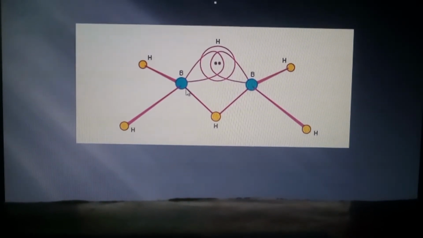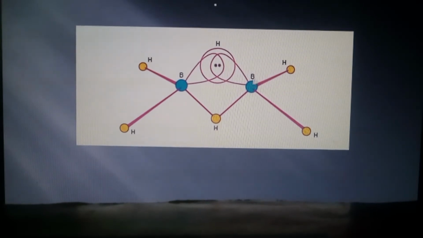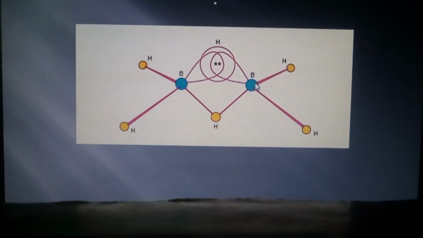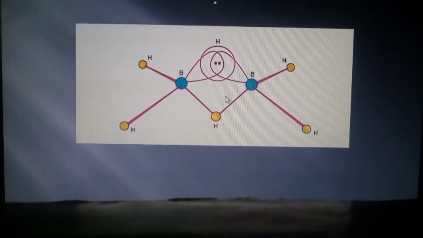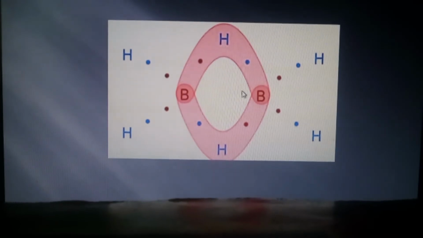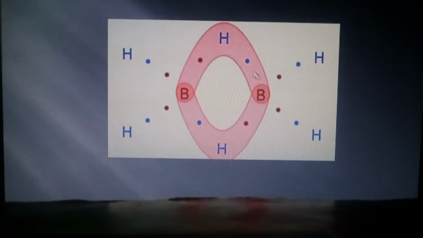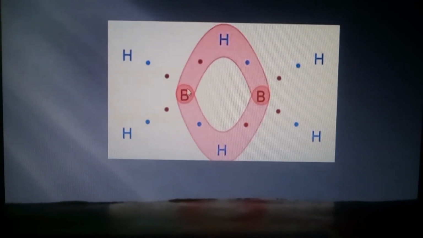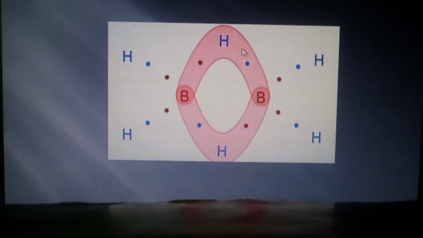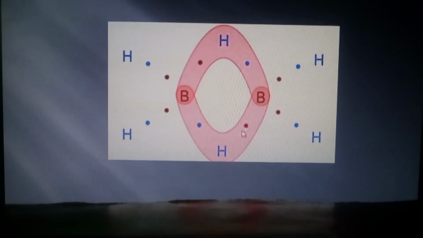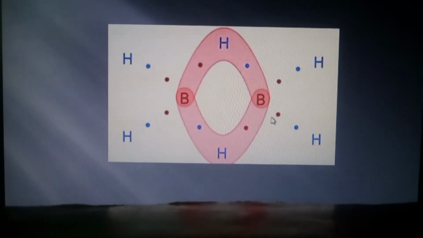Thus, diborane contains 2 BHB bonds. This is one and this is second one, and 4 BH bonds. We may represent the structure like this. The boron-hydrogen-boron bond, which is a type of bridging bond, may be called a banana bond. It is because it seems to be a banana. Thus, diborane contains 2 banana bonds and 4 BH bonds.